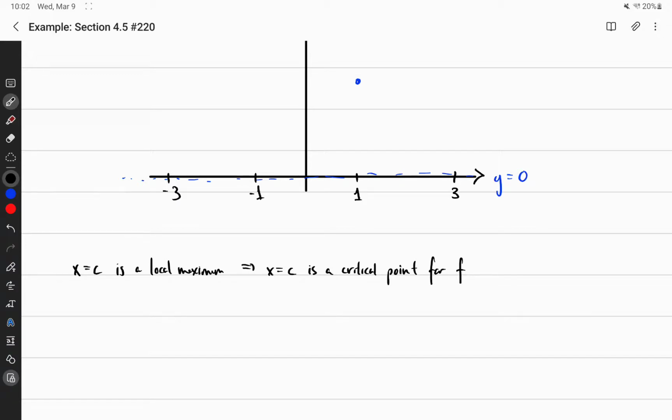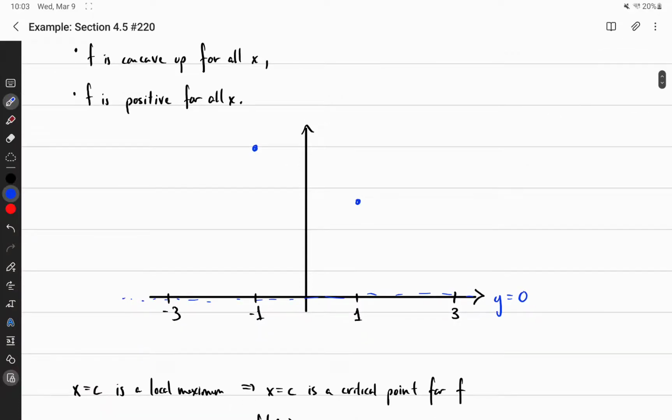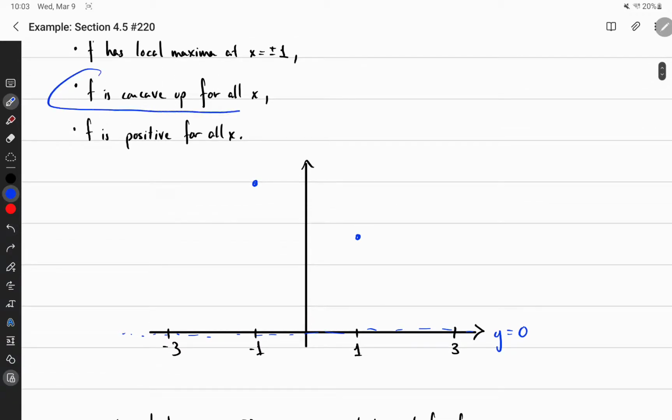And in particular, what does it mean for x equals c to be a critical point? That means that f prime at c is either 0, in which case we have a horizontal tangent line, or the derivative at c does not exist, in which case we get something like a sharp corner. Okay, so we should probably figure out which one of those cases happens at these local maxima. In other words, do they look like that, or do they look like that? And to figure that out, we can use the second condition of f being concave up.